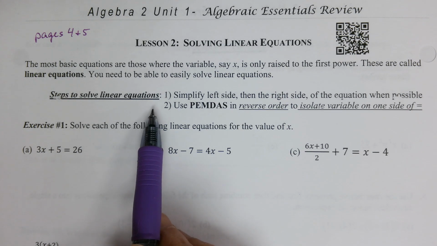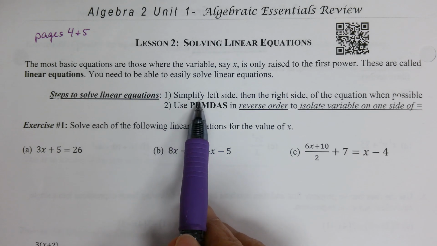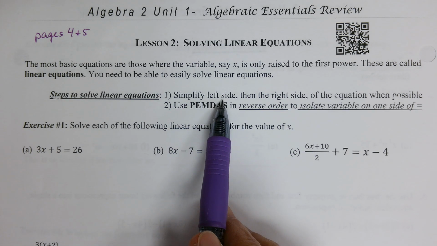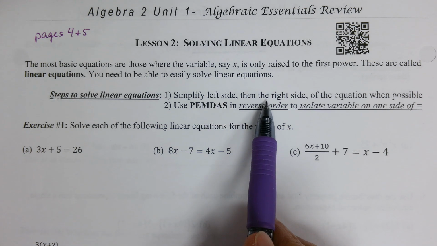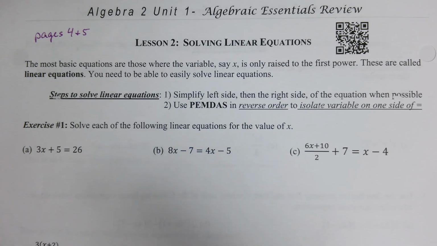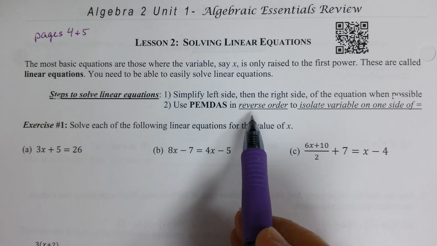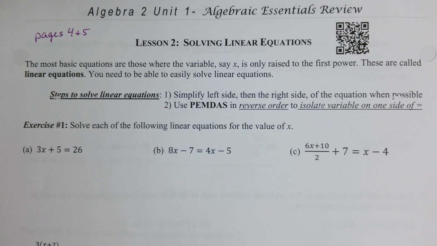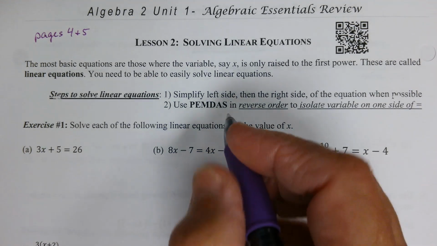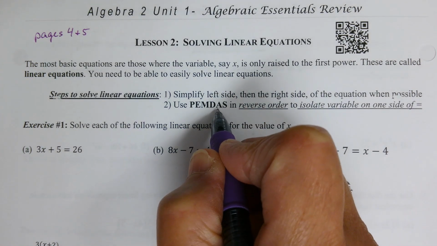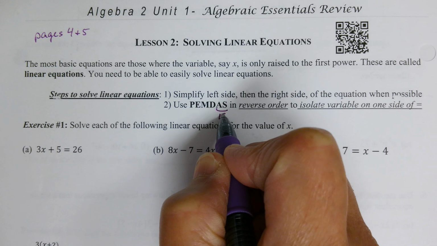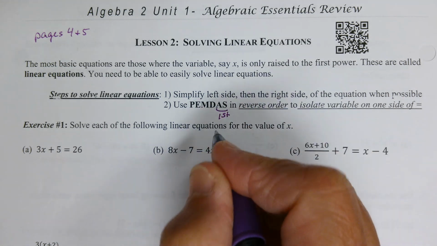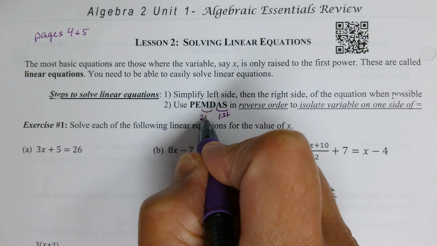Steps in solving linear equations. The first thing we're going to do is simplify the left-hand side and the right-hand side when it's possible. And then we use PEMDAS in reverse order to isolate the variable on one side of the equal sign. So we would undo any addition or subtraction first, and then undo any multiplication or division second.